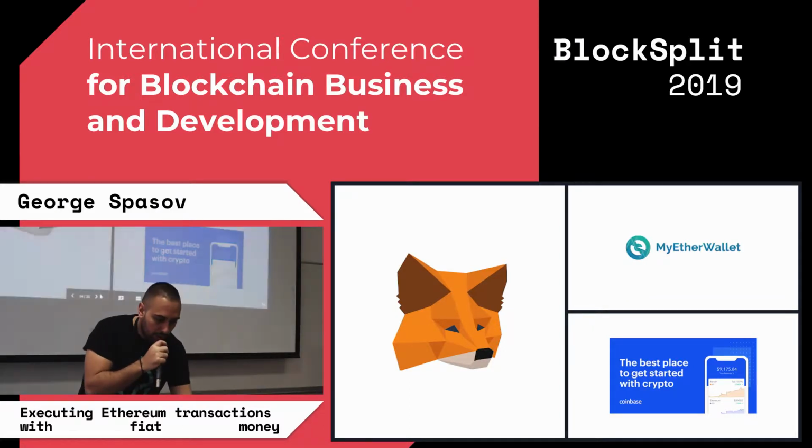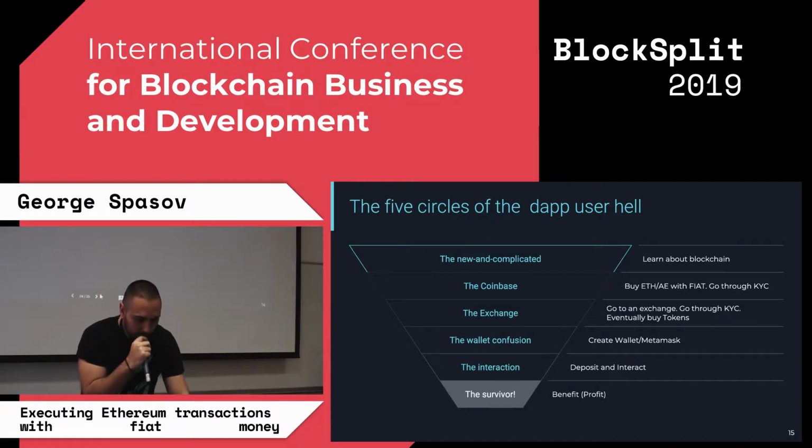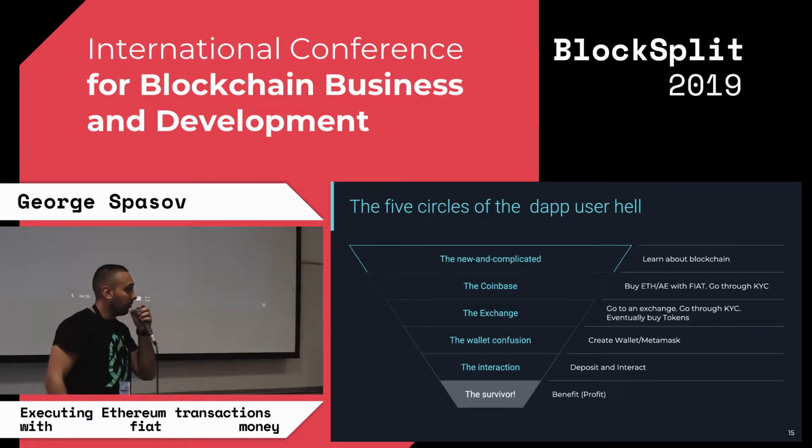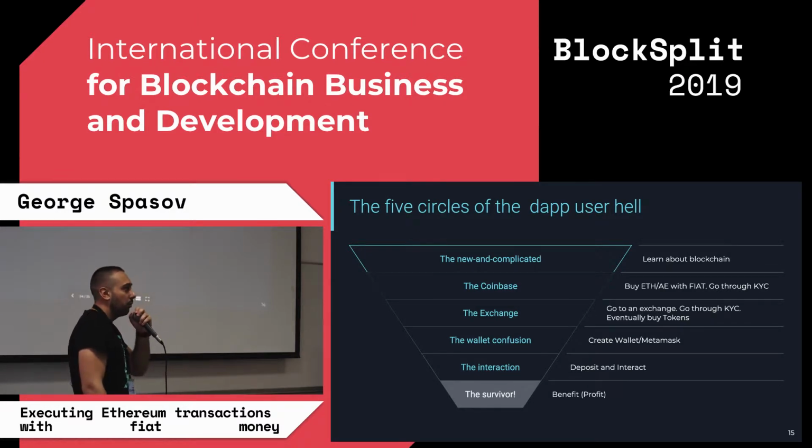I have something that I call myself the 5 circles of dApp user hell. It's borrowed from Alex van de Sant from Ethereum Foundation's talk about user experience and adoption. If you think about what regular users go through in order to get into any dApp, well, you have to first learn what is the new and complicated thing called blockchain. Then you need to figure out how I'm going to buy ETH. It's not only applicable to Ethereum, it's applicable to any other network.